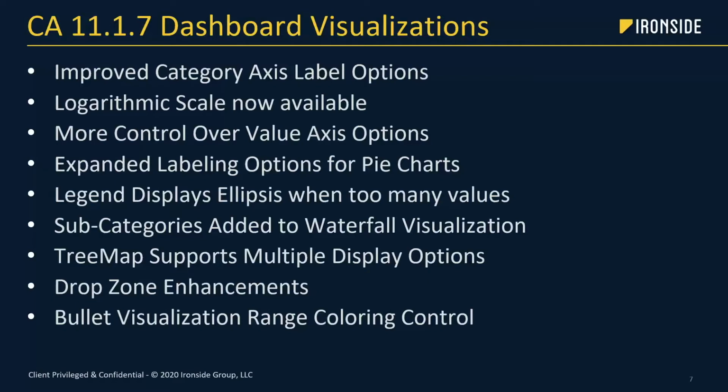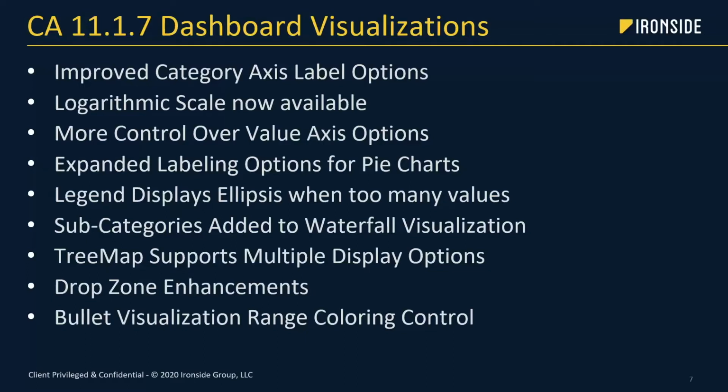They've also given more control to the report developer over value axis options. They've expanded the labeling capabilities for pie charts, and we're going to take a look at that as well. There's a little bit of a glitch in that, going back to one of the things I mentioned before about the fix pack coming up. I'll talk about that later. If a large legend is displayed on a visualization with too many values, it will now show a little ellipsis at the bottom to let the user know that there are more values there.